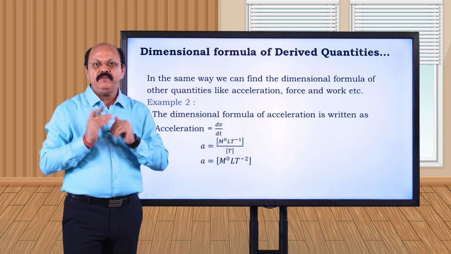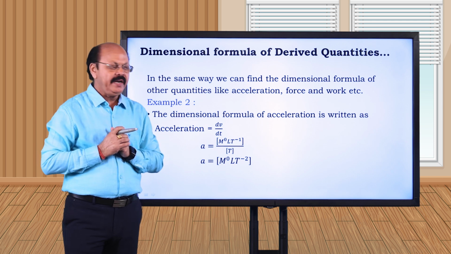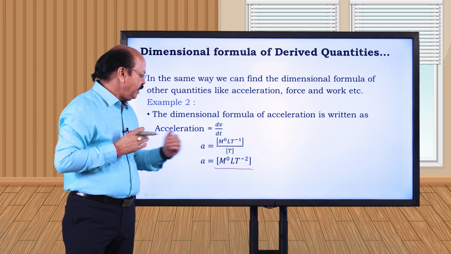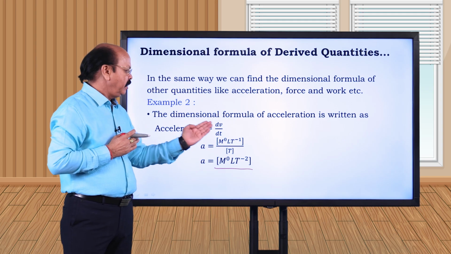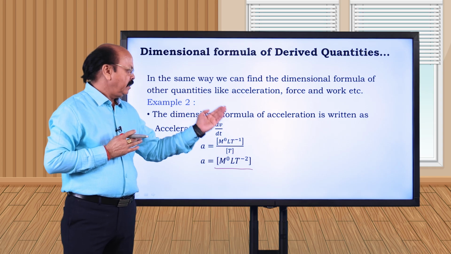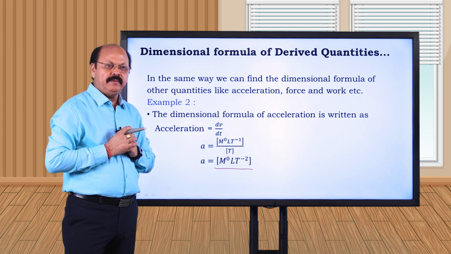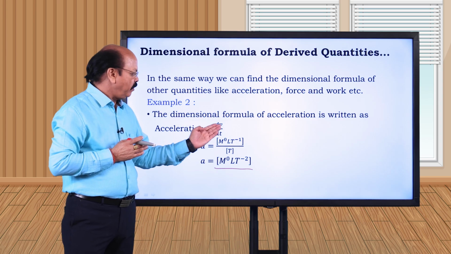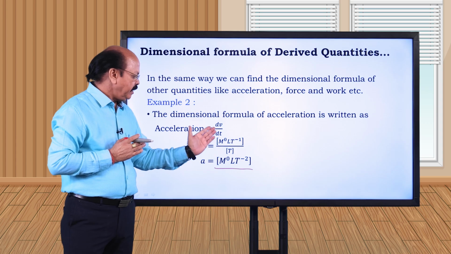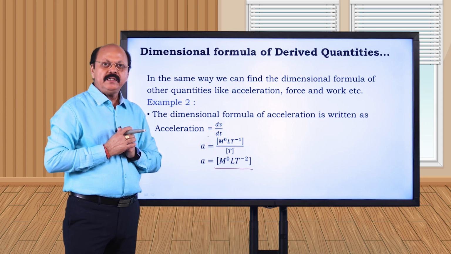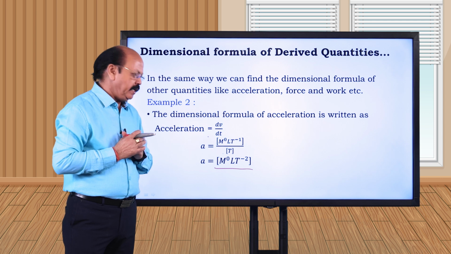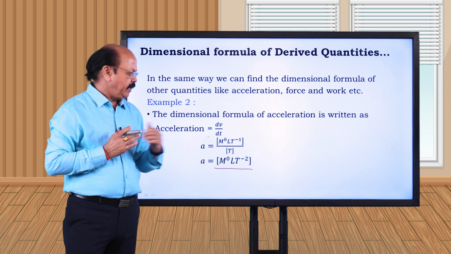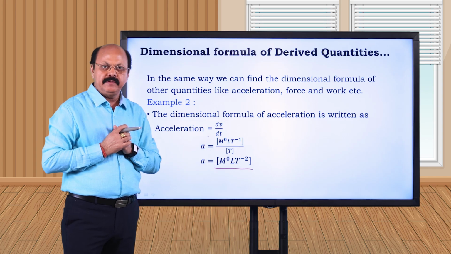Similarly, the dimensional formula of acceleration is written as [M^0 L T^-2]. For finding this formula, we require the formula for acceleration, that is change in velocity upon time interval, dv upon dt. As we have already calculated the dimensional formula for velocity, then we can write a equal to [M^0 L T^-1] upon T. So, the dimensional formula for acceleration becomes [M^0 L T^-2] within square bracket.